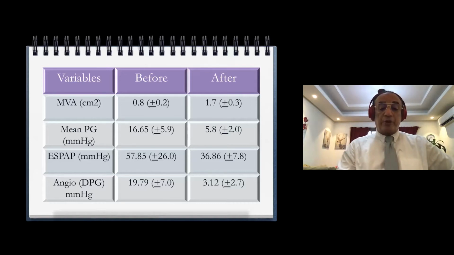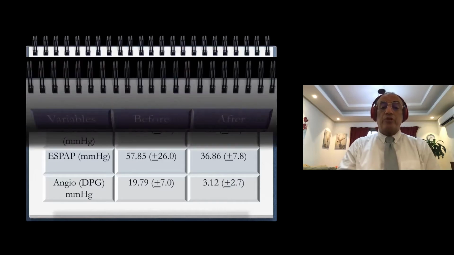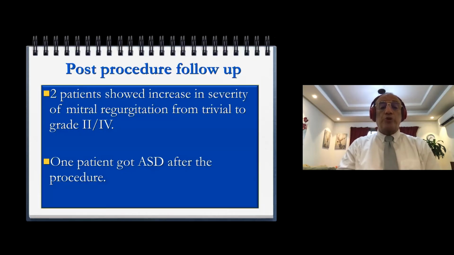This is the assessment of hemodynamics immediately before and after the procedure in the cath lab. The mean left atrial pressure was 19, and after the procedure it was 3.1 millimeters of mercury. Post-procedure, 2 patients showed an increase in mitral regurgitation severity from grade 1 to 2, but no patient developed grade 3 mitral regurgitation, and 1 patient developed an ASD because of the septal puncture, and this was left for conservative treatment because it's a mild shunt.